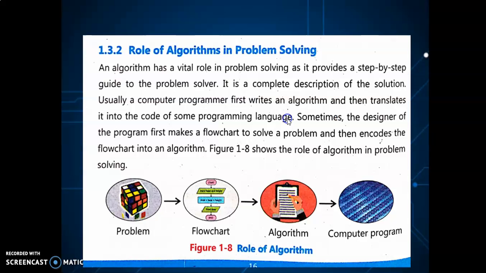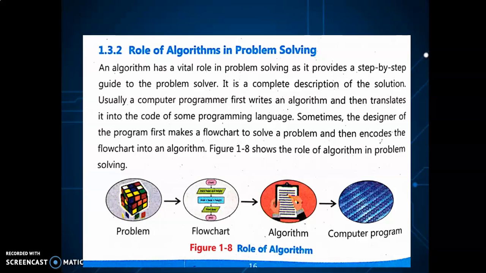Now let us see the role of algorithm in problem solving. An algorithm has a vital role in problem solving as it provides a step-by-step guide to a problem solver. It is a complete description of the solution. Usually a computer programmer first writes an algorithm, then translates it into the code of some programming language. Sometimes the designer of the program first makes a flowchart to solve a problem and then encodes the flowchart into an algorithm. The figure shows the role of algorithm in problem solving.